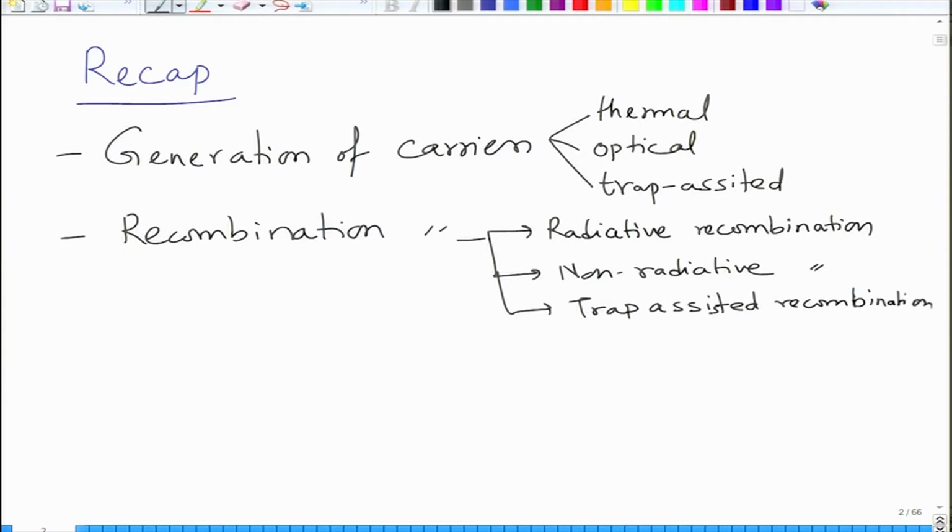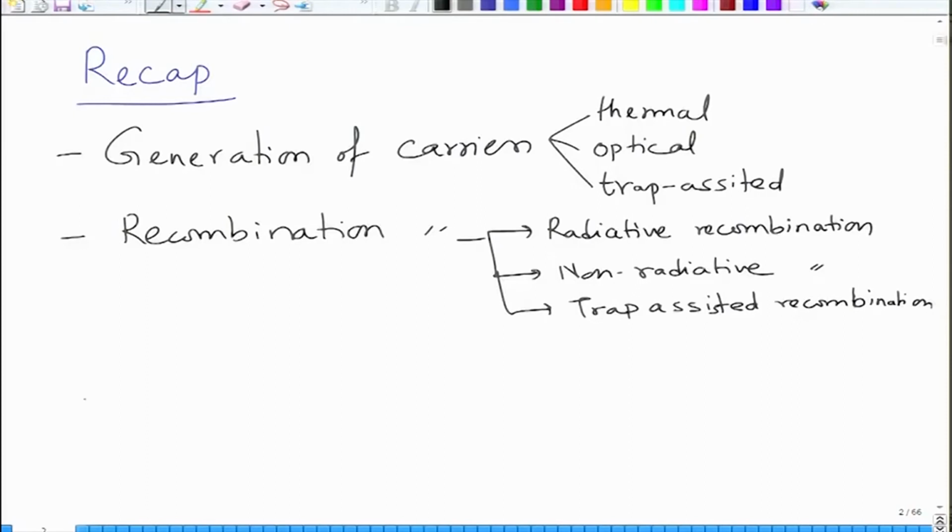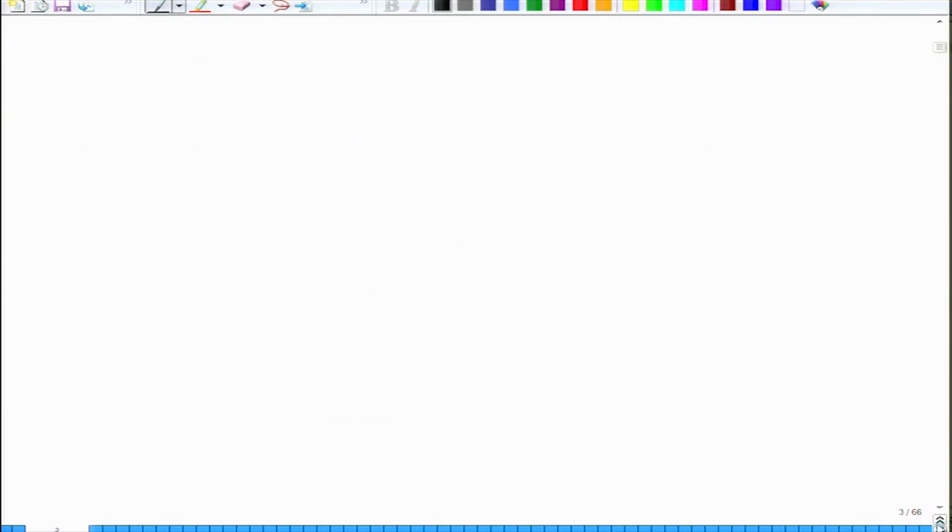So, basically generation is to create extra carriers, recombination leads to loss of carriers, and because of these two phenomena, in addition to drift and diffusion, there is a net change in carrier concentration in the semiconductor which has to be analyzed, which is what is useful in determining the current and the electrical properties of a semiconductor device. And finally, we were just beginning to do quantification of these recombination generation statistics. So, this is what we will take forward.